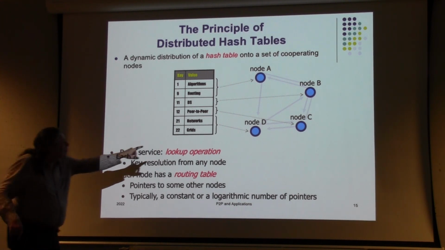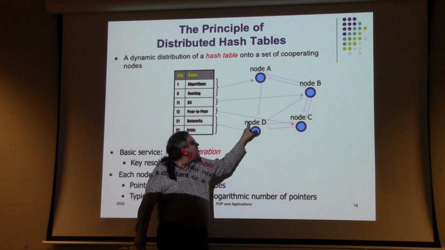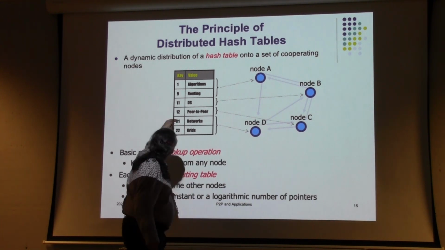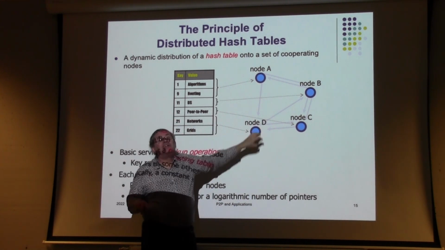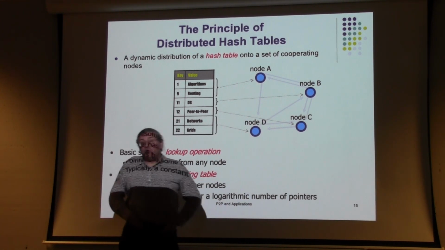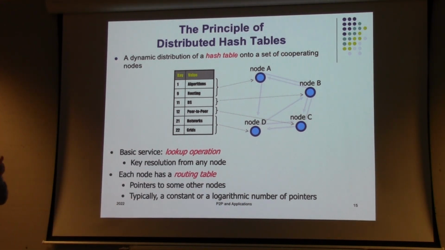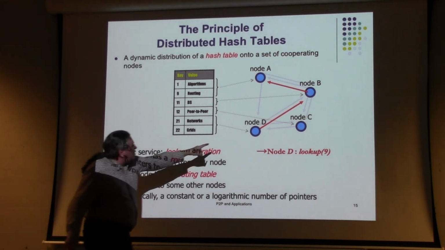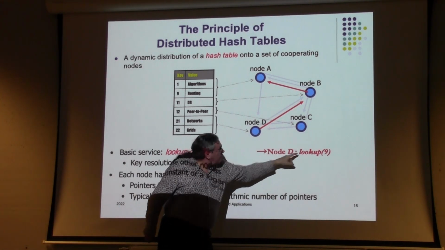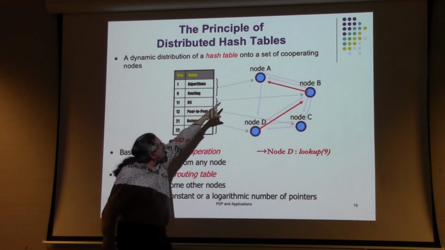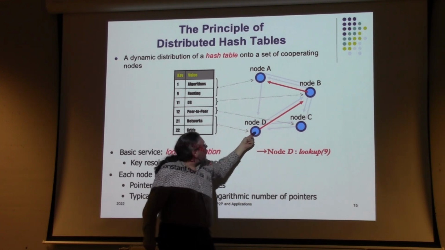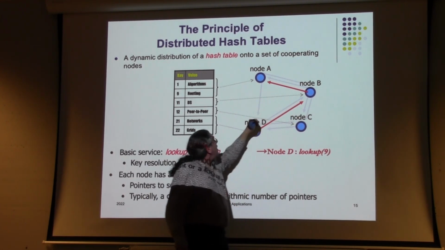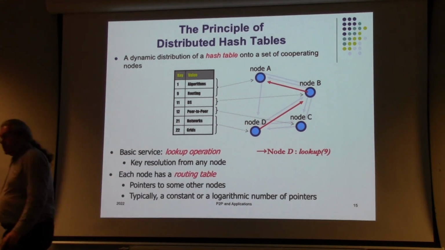So each node has its own identifier, and the keys that are somehow close to that node will be stored there. Okay? But you can do the lookup from anywhere, and you will route. Okay? So for example, if I am at node D, and I do lookup 9, which is stored at node A, then I will do a routing. For example, I will jump to node B and A, and then I will do the lookup. Okay?